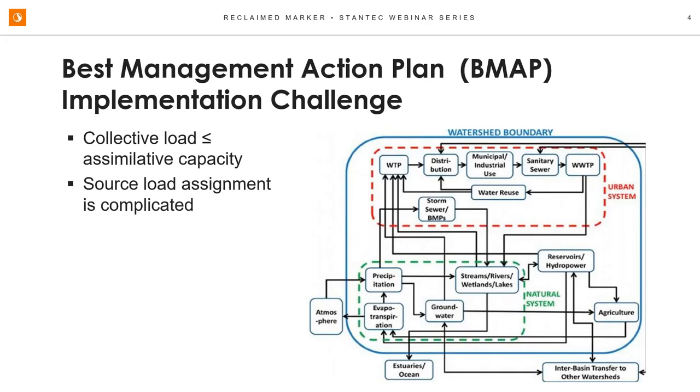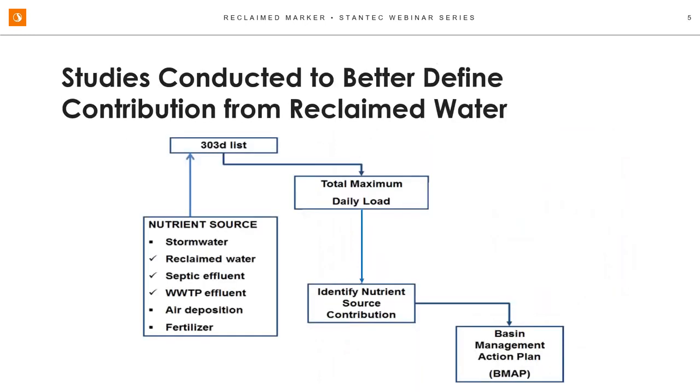They may be called different things in different states, but it's basically the roadmap for figuring out who is contributing and what kind of best management practices, mitigation measures need to go into place to keep that collective load below the assimilative load. And just as you can see from this depiction of a watershed boundary on the right, source load assignment is really complicated. And this is really always the difficult part in completing an action plan for a TMDL.